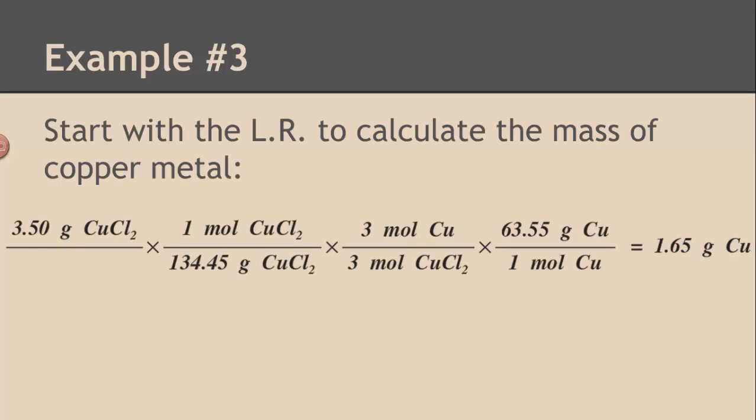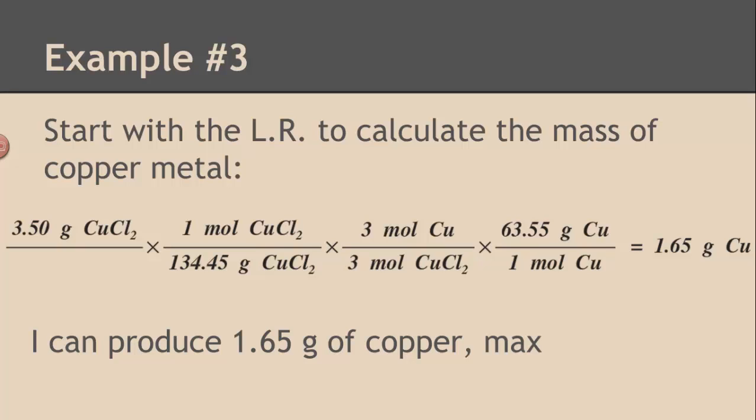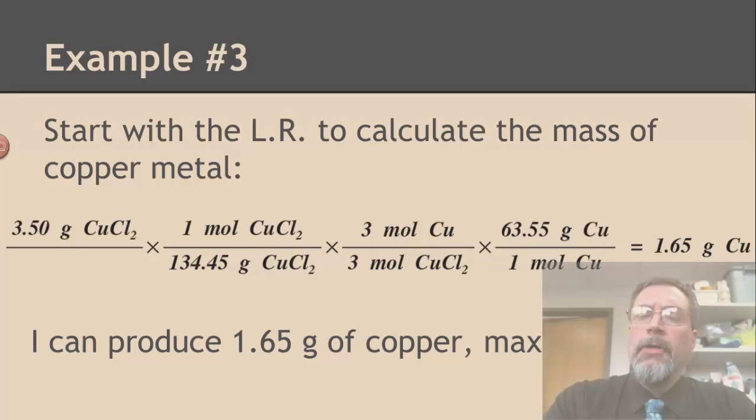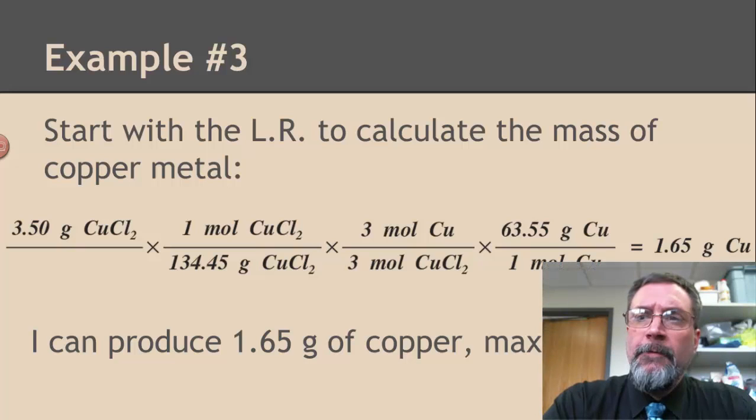Okay? So I start with the mass of the limiting reactant, which was CuCl2, and according to my problem, I only have 3.50 grams of it. I convert that to moles using the molar mass. I use the mole ratio from the balanced equation, moles of copper to moles of CuCl2. It happens to be 3 to 3, or 1 to 1. And finally, I want the mass of copper, so I need copper's molar mass. Turns out that I'm going to be able to make 1.65 grams of copper from this reaction. I will have some leftover iron in there, but that's the maximum amount of copper that I'm going to be able to make. Okay, so finding the limiting reactant is fairly simple.